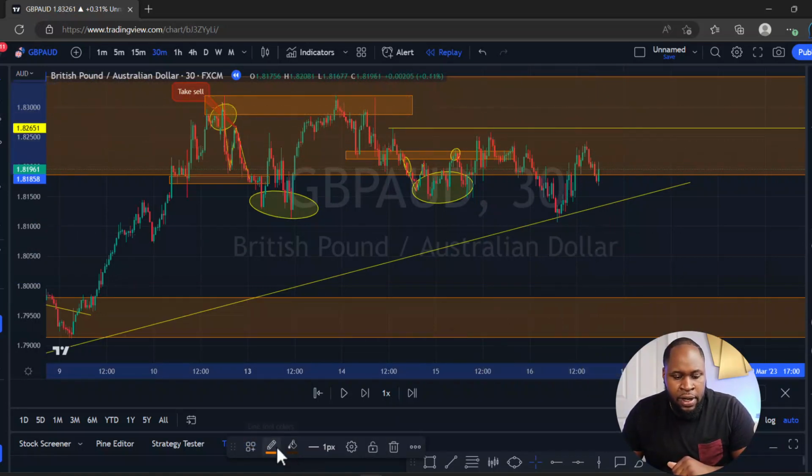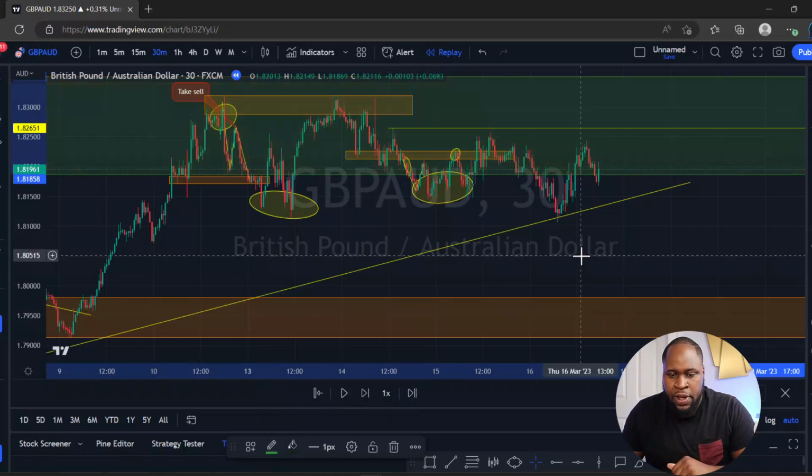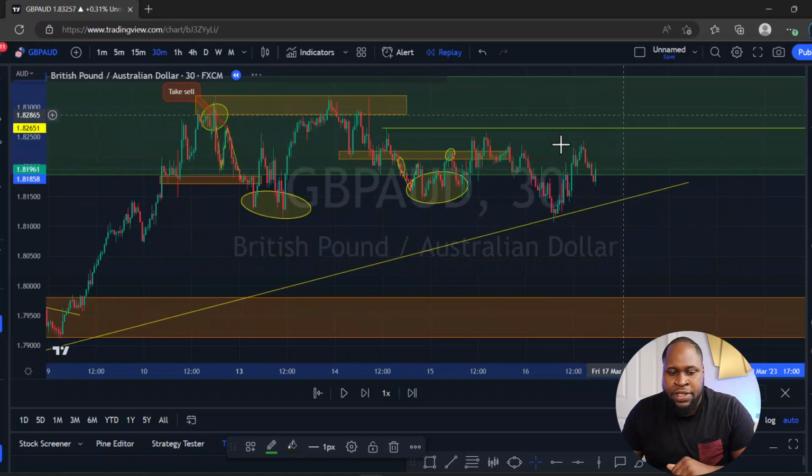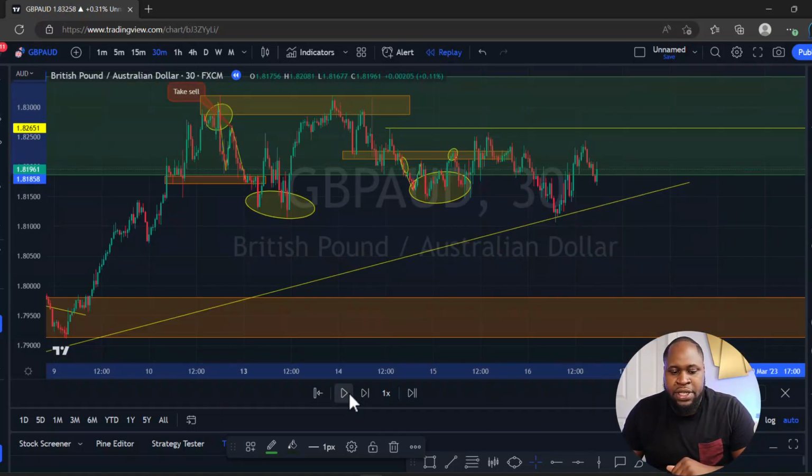Now I'll change the color of the daily resistance just so there's no confusion. So let's change this to green. Okay, so the green is the daily resistance, the orange are lower time frame resistances. All right, so let's continue on with this move.